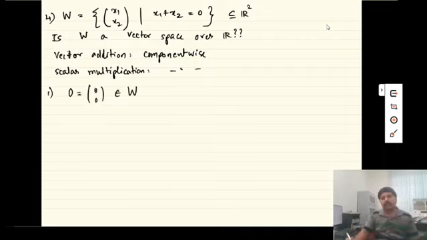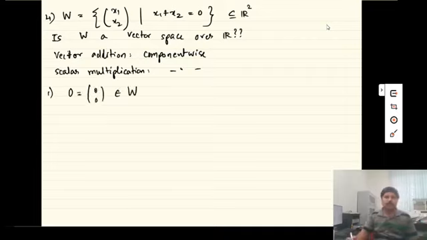So the first thing that I would like to look at is the zero vector. And do you all agree that this vector belongs to W? Obviously this vector belongs to W. And then I think you can very quickly and easily check that all the axioms in the definition of a vector space are satisfied. So the answer is W is a vector space over R.